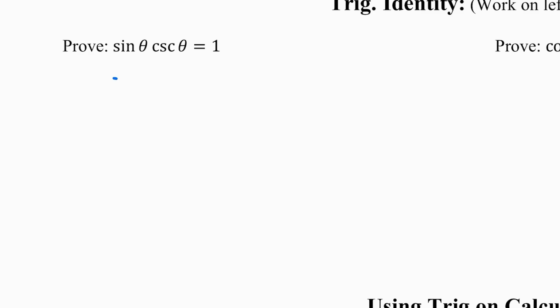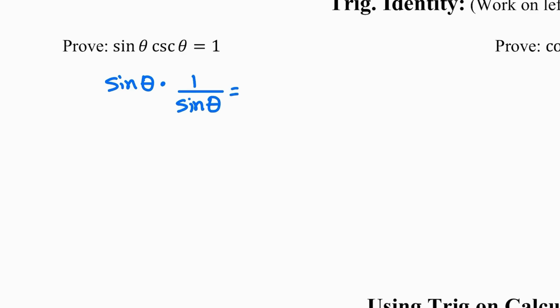So my suggestion for making trig identities easier for you and less challenging is to get them in terms of sine and cosine. So sine is already in terms of sine, so I'm going to leave it as sine. The operation between sine and cosecant is multiplication, but cosecant, how do I get that to be in terms of sine? Well, it's the reciprocal of sine, so I'm going to do 1 over sine.